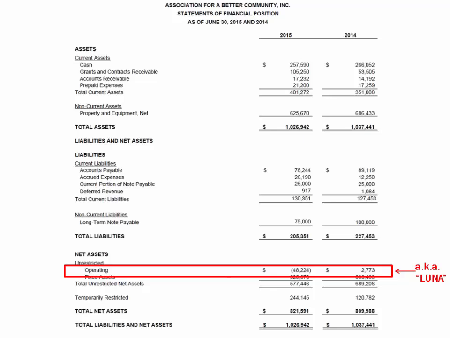total unrestricted net assets, we'll see that we've actually dipped into the negative, which means that we have drawn from, in this case, probably temporarily restricted net assets in order to finance our operations. That can be a challenging place to be financially.